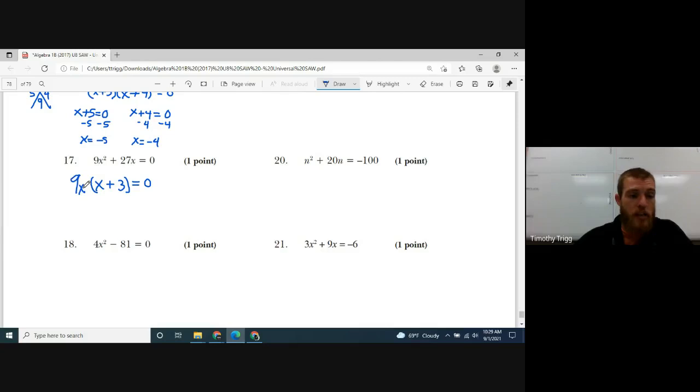Now, you would set each of these factors equal to 0. So 9x equals 0. And then x plus 3 equals 0. Here, to solve for x, you divide by 9. That gives me that x is 0. Here, you'd subtract 3 both sides to get x by itself. So that gives you that x is -3.